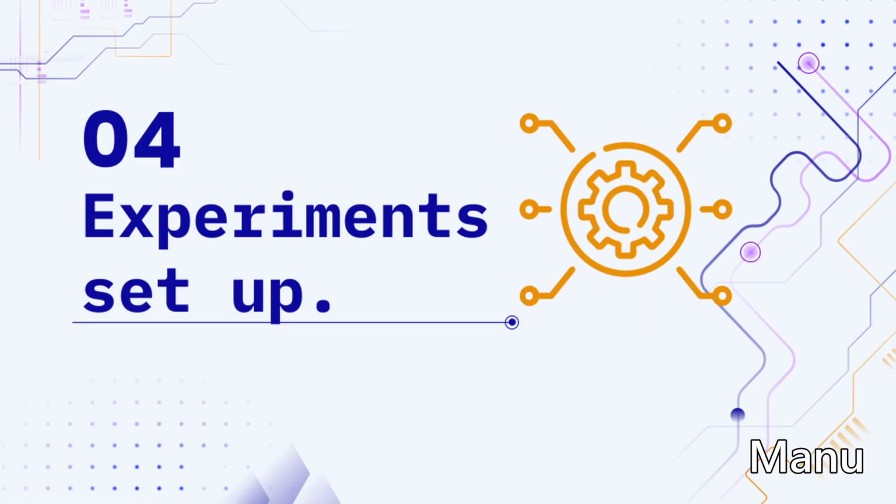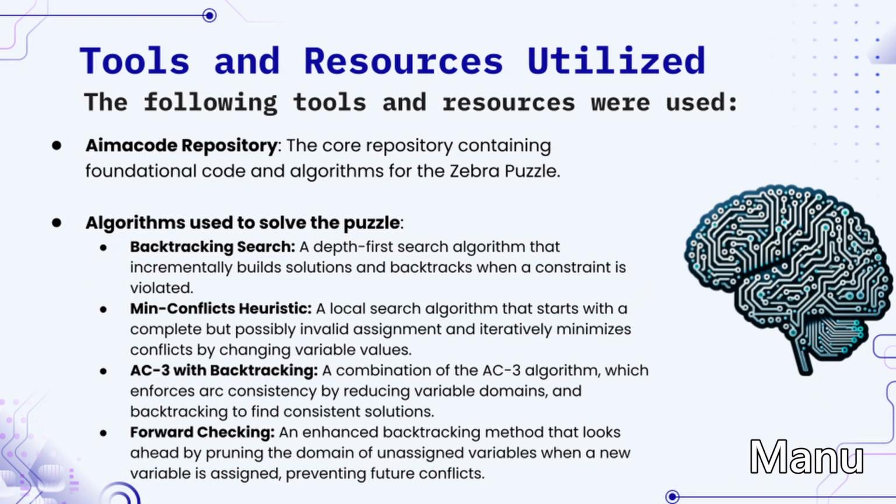Experiment setup. Tools and resources utilized. The following tools and resources were used: the IMA code repository, where the initial code was found. Algorithms used to solve the puzzle: backtracking search, a depth-first search algorithm that incrementally builds solutions and backtracks when a constraint is violated; minimum conflicts heuristic, a local search algorithm that starts with a complete but possibly invalid assignment and iteratively minimizes the conflicts by changing the variable values.